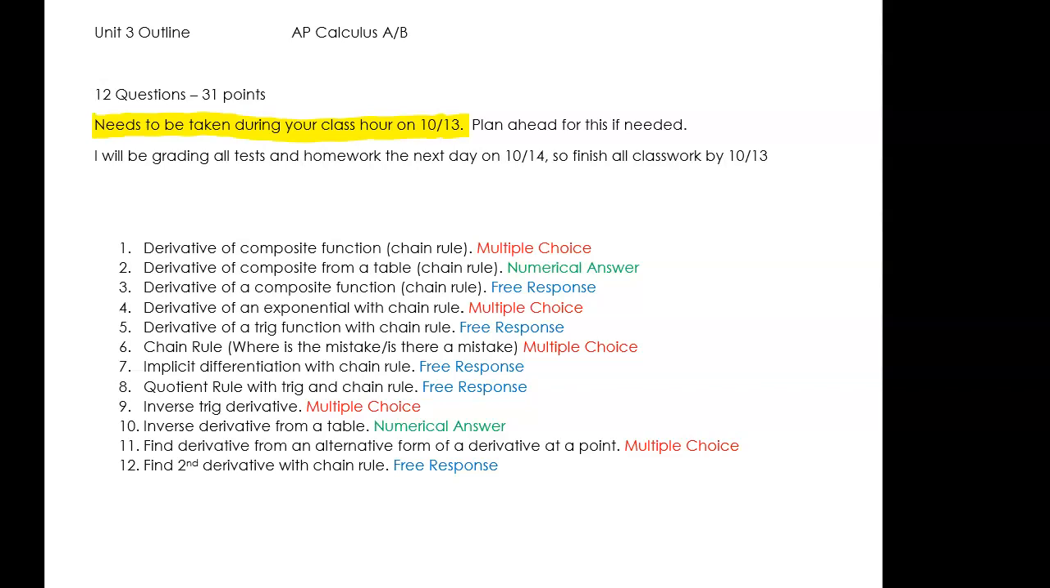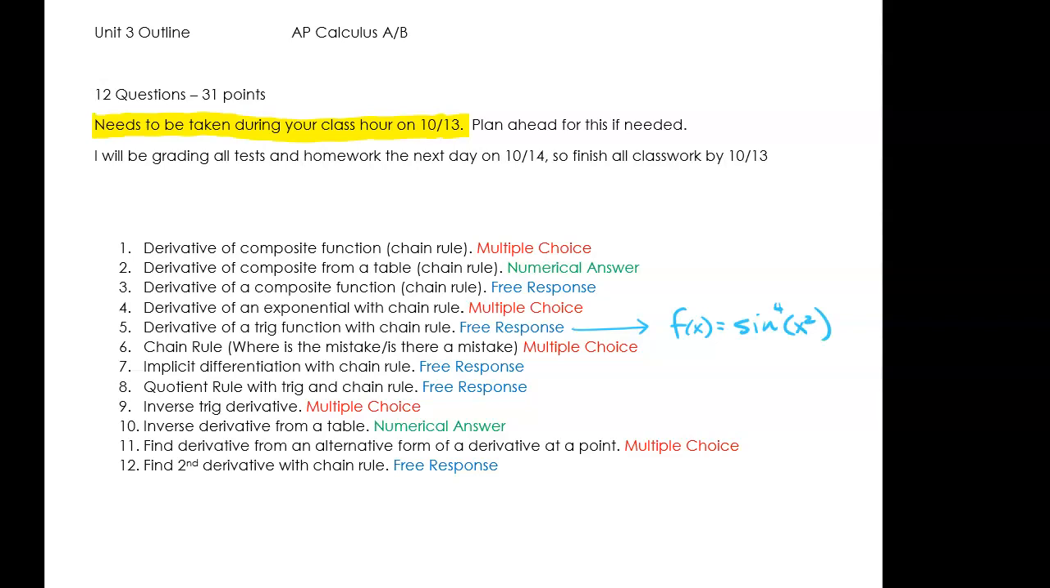Does anybody want me to go through number 5 with you, trig with a chain rule? Yes, okay. So trig with a chain rule. I don't know, let me make it as difficult as I can. Sine to the 4th of x squared.